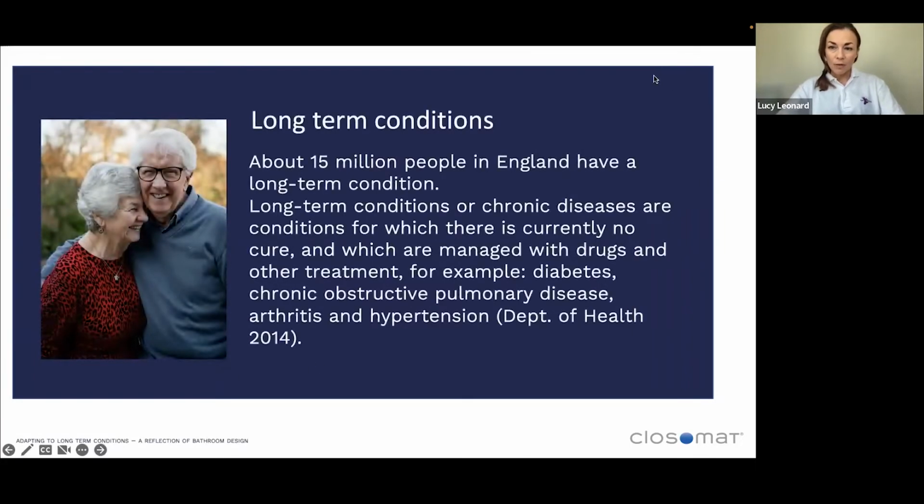So just starting off with some definitions of long-term conditions, because I think it's really important that we're clear on what we're saying. Long-term conditions have been defined by the Department of Health as chronic diseases and conditions for which there is currently no cure, which are managed with drugs and other treatment. They've given some examples such as diabetes, COPD, arthritis, and hypertension. This data is a little bit dated, but they estimate there's about 15 million people in England, not in the UK, in England, that have a long-term condition.